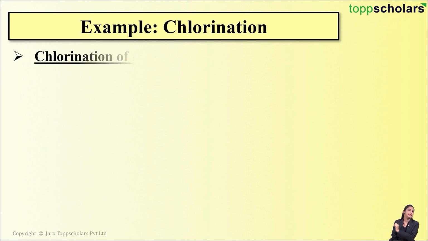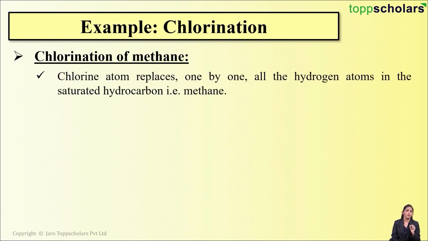So let's take an example of chlorination of methane. We know that methane is a saturated hydrocarbon, right? That is, in methane we have a carbon atom which is bonded to 4 hydrogen atoms, that is, by single bonds. That is why we say that methane is a saturated hydrocarbon.